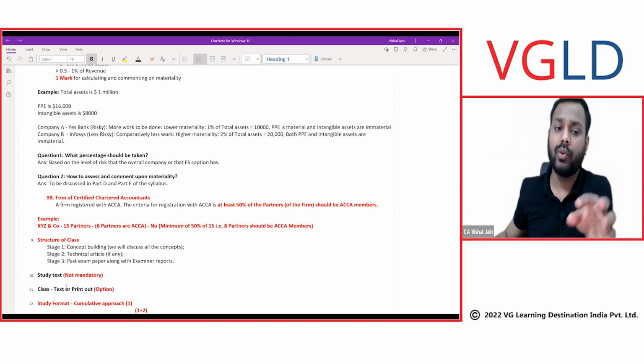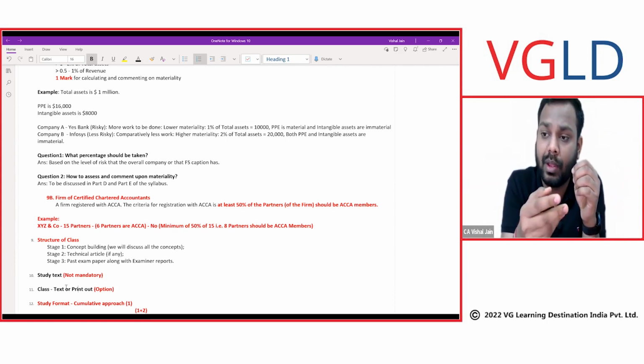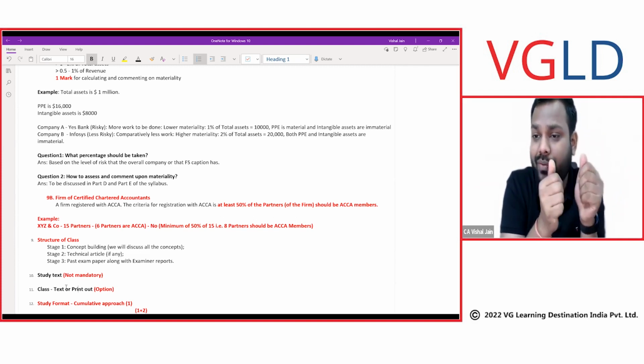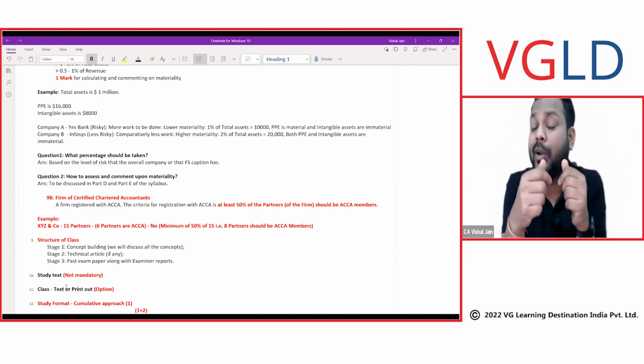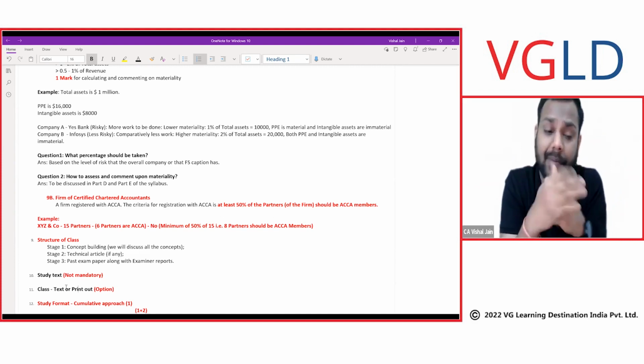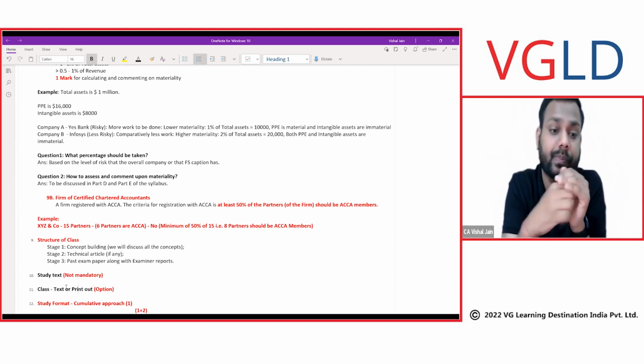So what you have to do is take a print of these notes after every class. When you're taking the prints, keep all of them in one file. Don't keep loose sheets with you, please punch them in a file. That's what I will recommend, but the choice is yours again.